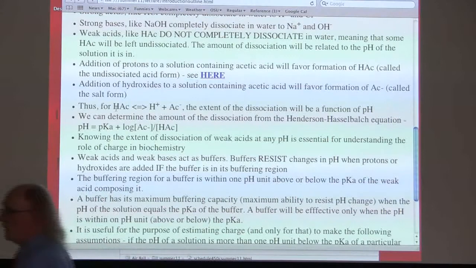Okay. Imagine I told you I had a solution that had twice as many salt molecules as acid molecules, and the pH was 4. Would you know how to get the pKa? Yeah.